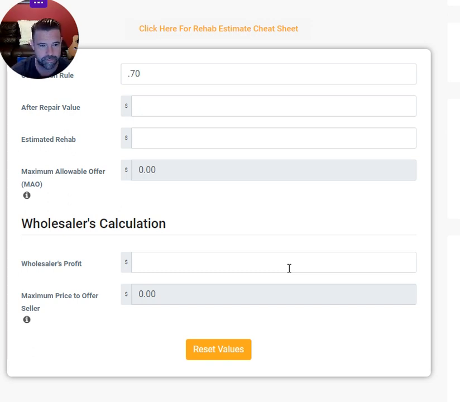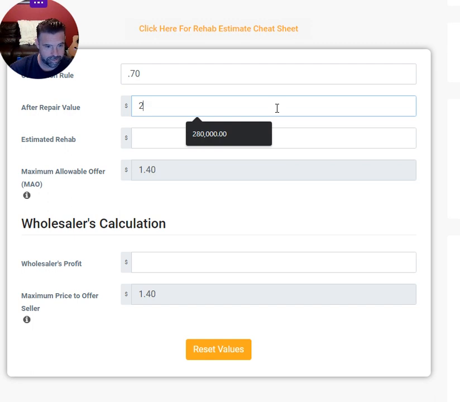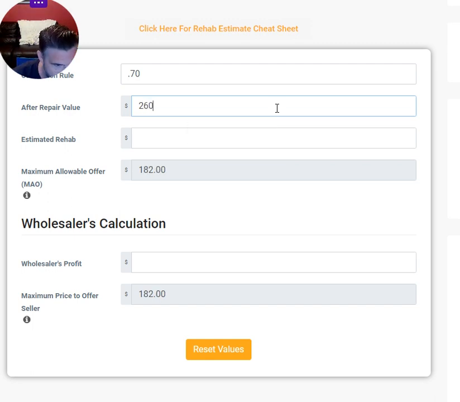So I'm actually going to give you some numbers on a house I just bought in Dallas. So after repair value, this is how much this property is worth after we fix it, right? So this particular one has an ARV of $260,000. How did I determine the ARV? Well, that's a topic for another video.